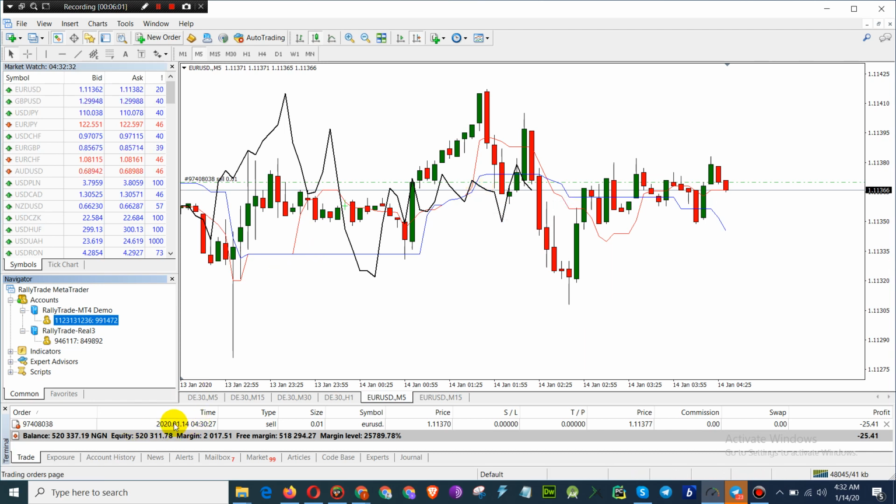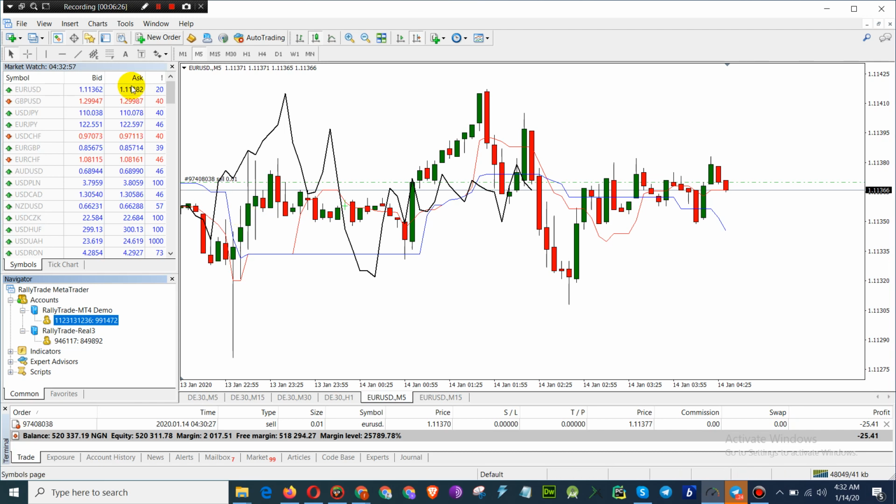Okay, before that, let me show you this. This is the trade we entered. This is the time, sell, lot size 0.01, symbol Euro USD. This is the entry price when we entered. We haven't set our stop loss, we haven't set our take profit, and this is the current price in the market. Commission 0.00, swap 0.00.